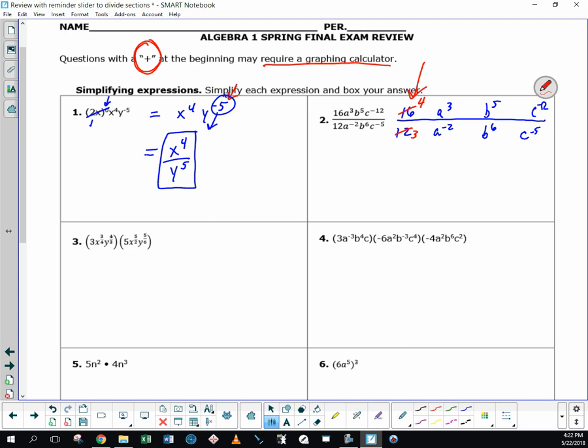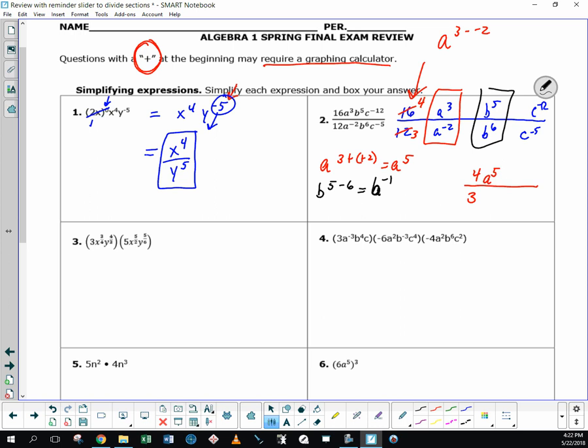Now when I take a look at my A values, I can remember that when I divide, I'm going to subtract. So I know that for my A's, it would be a to the 3 minus negative 2. Minus a negative is going to be plus, so it will be a to the 5th. So right now, my answer, I have 4/3 a to the 5th. Taking a look at my B values, I know that it's b to the 5 minus 6, which means that's going to be b to the negative 1. That negative 1 lets me know that I'm going to have to drop it to the denominator, so I have b to the 1st.